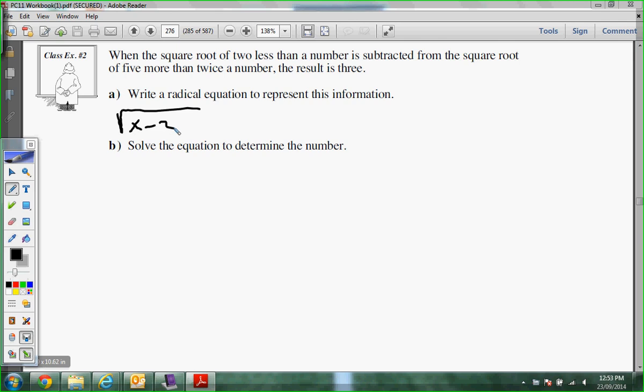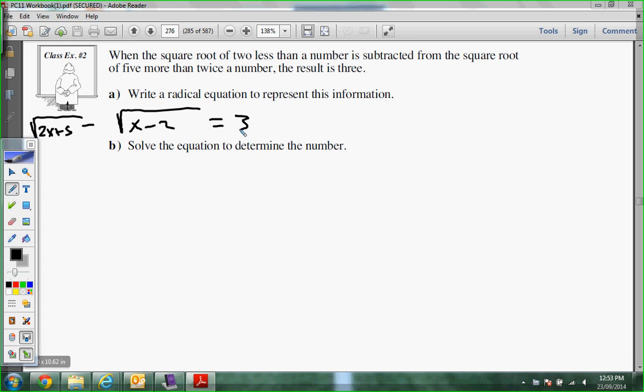But then the thing that's kind of weird is that it's subtracted from. So we almost want to write the other one over here because this is being subtracted. And then this is another square root, 5 more than twice a number, so square root of 2x plus 5. Result means equals. So right here is our equation we just built from the information they gave us. And now it wants us to solve it, part B.